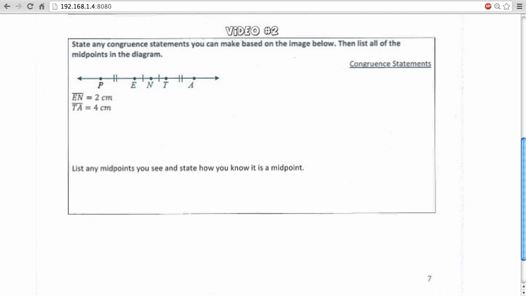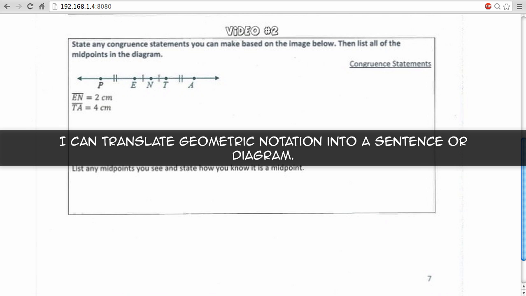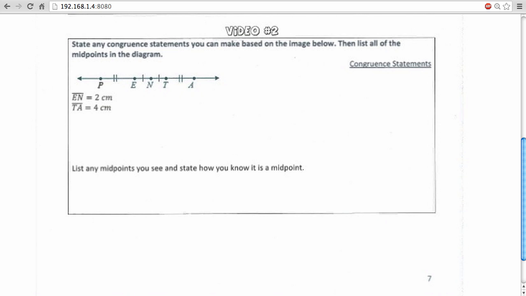By the end of this video, you should be able to translate geometric notation into a sentence or diagram. And here are the directions for video 2. State any congruent statements you can make based on the image below. Then list all of the midpoints in the diagram.